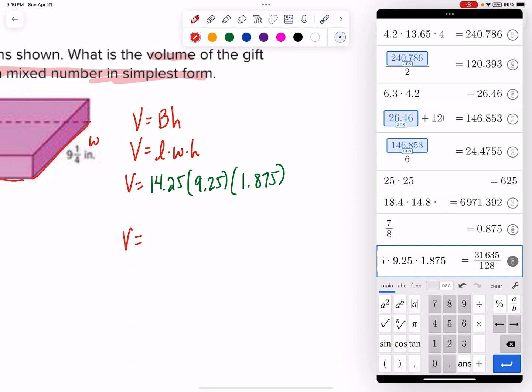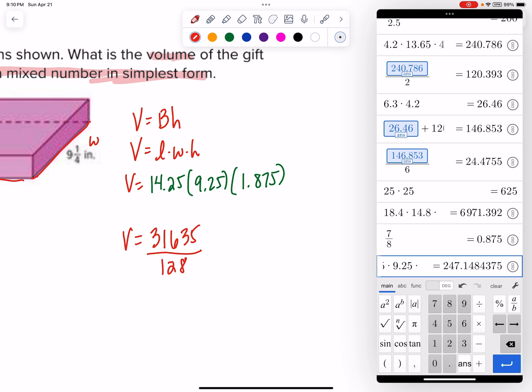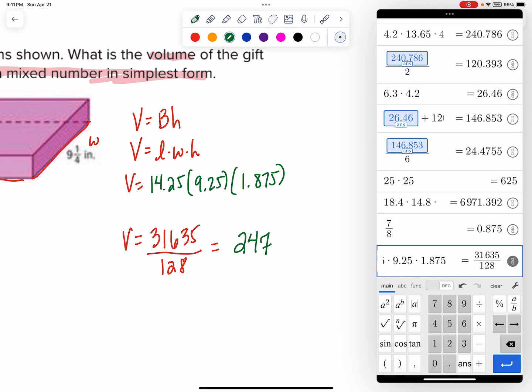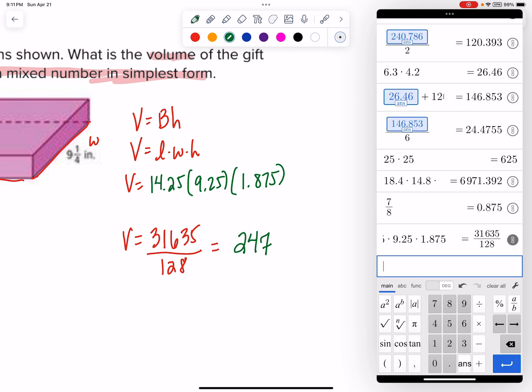Okay, so volume, we got 31635 over 128. We know that that is a whole number of 247. So we need to go ahead and write it as 247, and then let's see how much extra there is. I'm going to hit enter. 247 times 128, we have 31,616. So all we have to do is put the difference in the numerator.